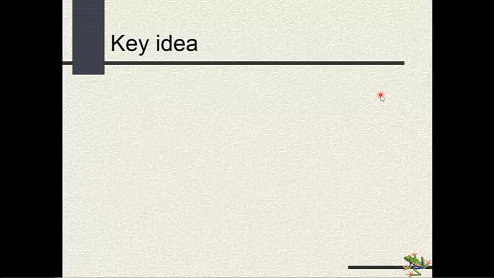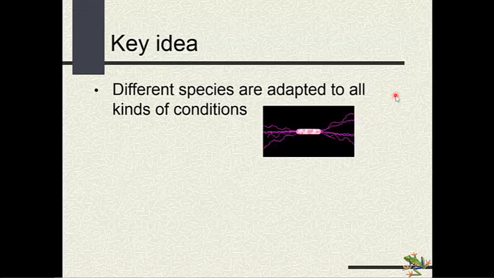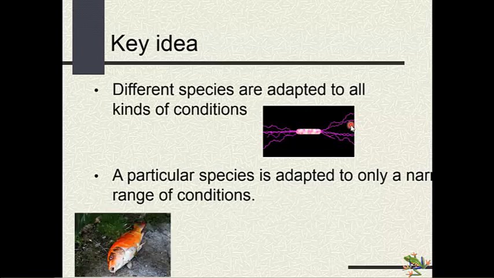The key ideas to take home from this all is that different species are adapted to all kinds of conditions, like that halobacterium to very, very salty waters, but a particular species is adapted to only a narrow range of conditions. And the example here is the koi. If you take it from freshwater to saltwater, it will die. More about this in your textbook.